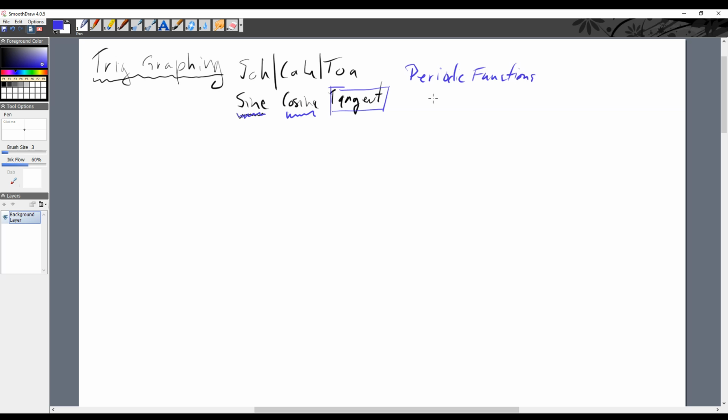Periodic functions are things that repeat over and over again. So we're going to talk about the very first one. We're going to start with the sine graph.